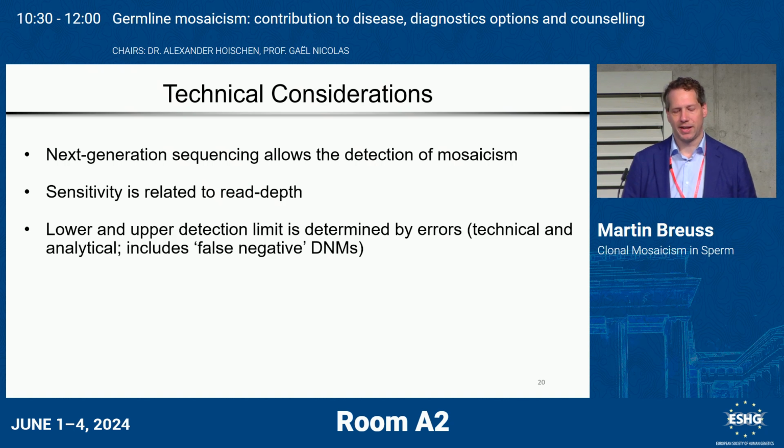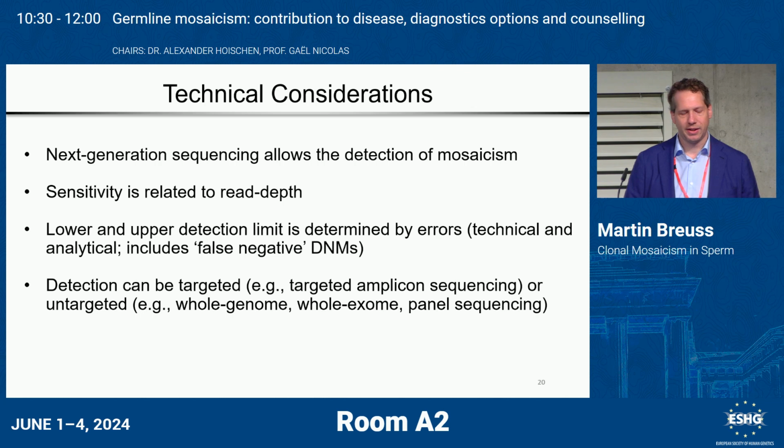The lower and upper detection limit are determined by errors, technical and analytical, and read depth. But one thing that we haven't really talked about, but it's also important to consider, is this phenomenon of false negative de novo mutations. This would be a case where, in the parents, there is a mosaic variant that reaches high enough levels that it's indistinguishable from a heterozygous variant at the read depth that you're working on. So while the parent might have a milder phenotype or no phenotype because it is mosaic in them, it is actually a germline de novo mutation in the child causing a disease.